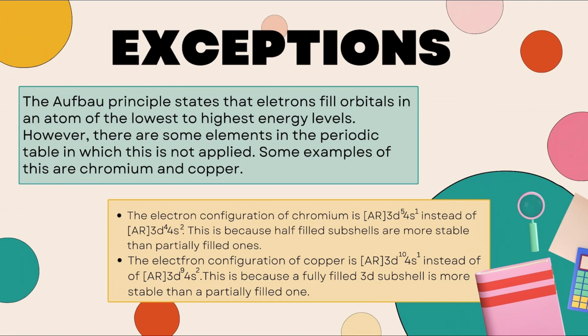There are some exceptions of Aufbau principle. According to Aufbau principle, the orbitals of lower energy level will fill first and then the orbitals of higher energy level. But some elements like chromium and copper show deviation from this rule. This is because there is a tendency of electrons to stay in stable condition rather than in unstable condition. So in case of chromium, you can see the half filled subshell is more stable, and in case of copper also the fully filled 3d subshell is more stable than the partially filled one.